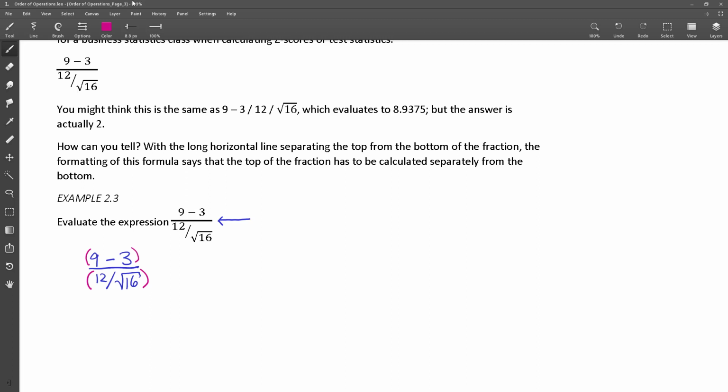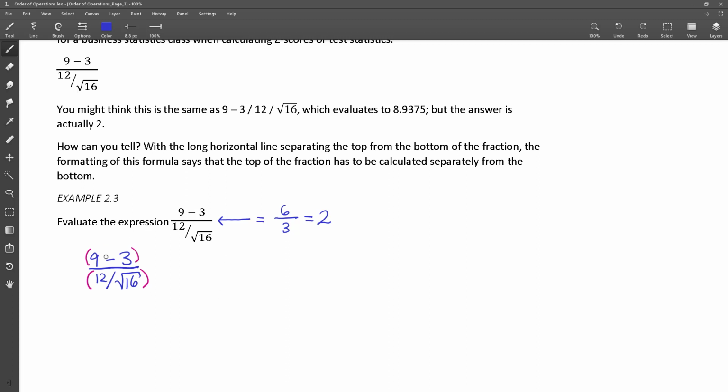What we want to do is to make this thing go 6 divided by 12 divided by the square root of 16. Square root of 16 is 4. 12 divided by 4 is 3. And you get 2, right? But if you don't do the operation on the top separate from the operations on the bottom, you're going to come out with 8.9375. So these parentheses are going to solve it for you.